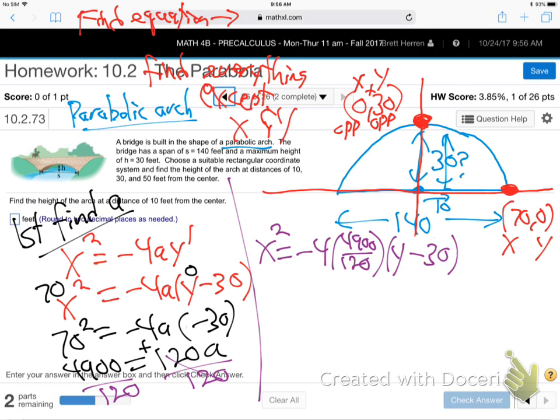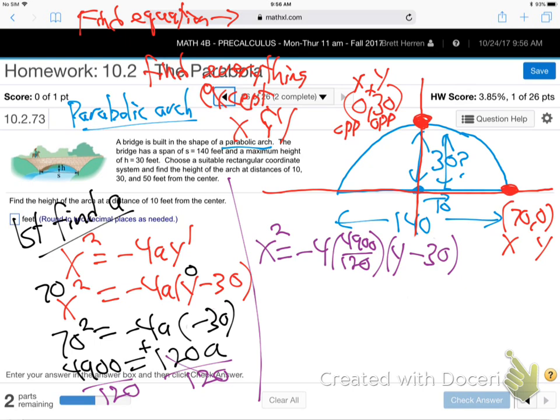I can plug in an x, get a y. Plug in a y, get an x. Find any point I want on that graph, now that I have a, now that I have the equation. The equation is the x-y relationship, right? They're related that way. The x-y points on this parabola are related according to that equation.